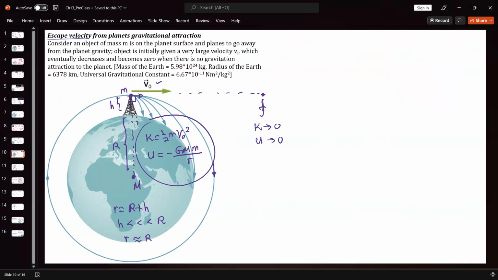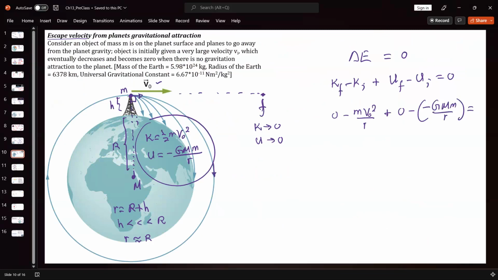Then, in between the traveling, there's no energy loss. We can apply delta E from initial to final should be zero. This is going to be kinetic final minus kinetic initial plus potential gravity final minus potential gravity initial equals zero. The kinetic final is zero, the kinetic initial is m v0 squared divided by 2, plus the final potential gravity is zero, and the initial potential energy is negative G M m over r, equals zero.